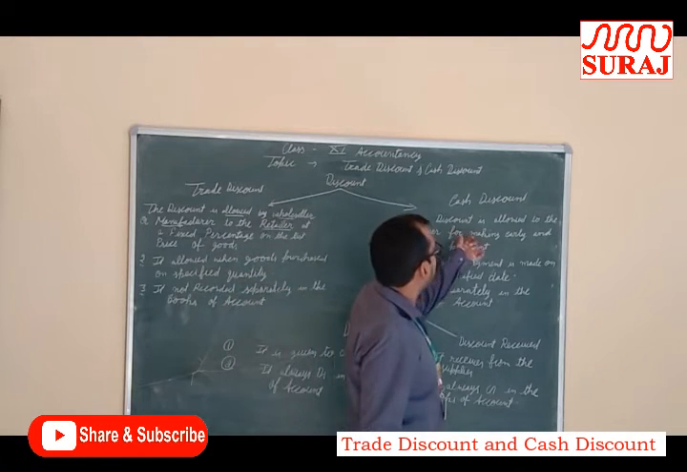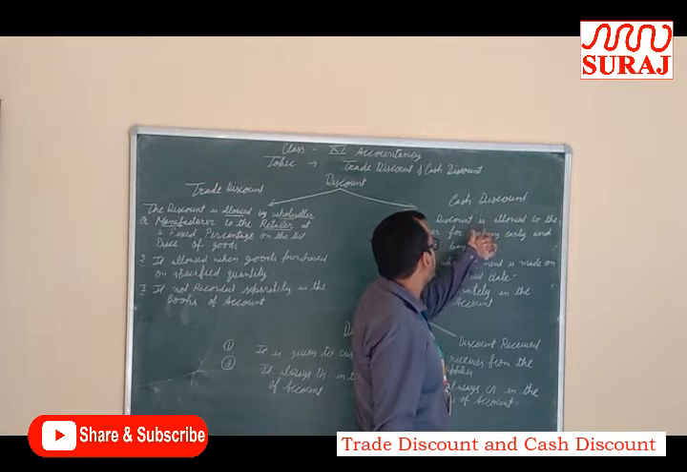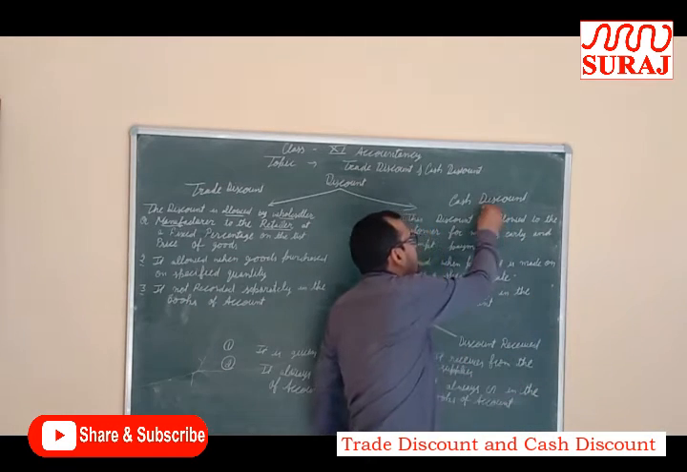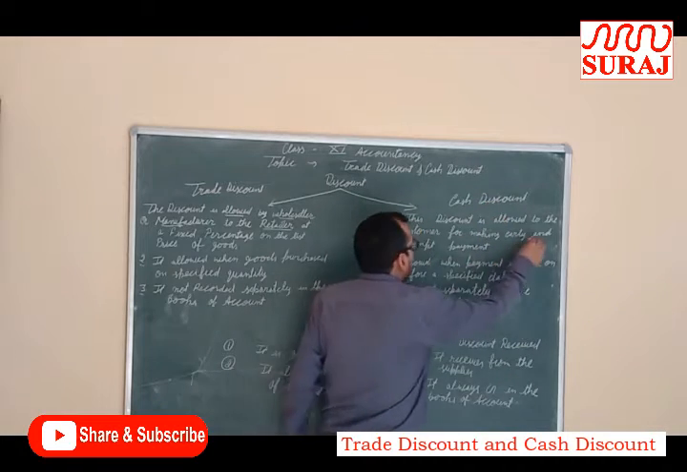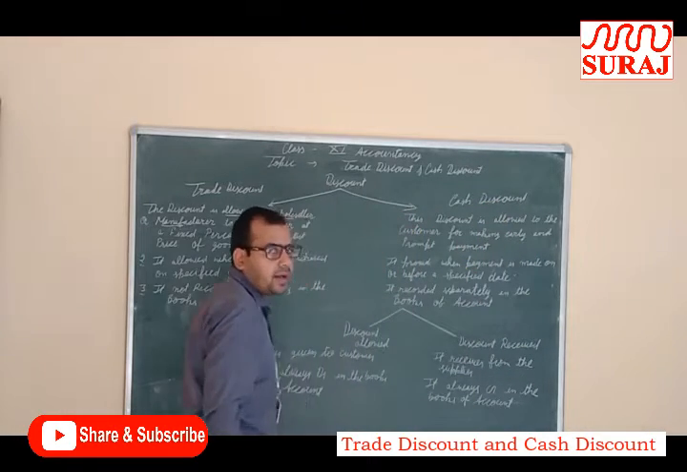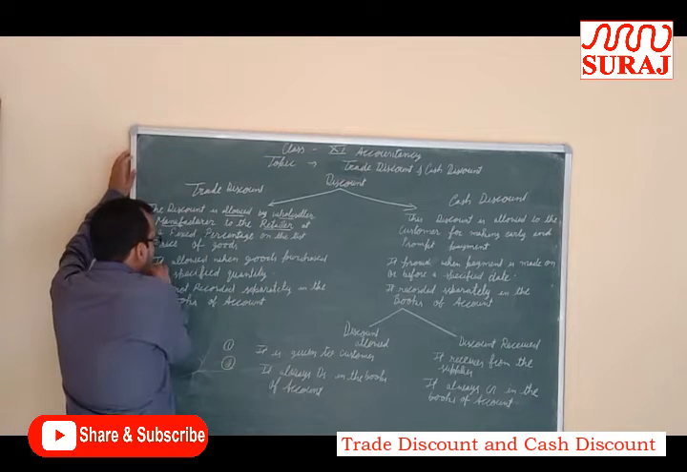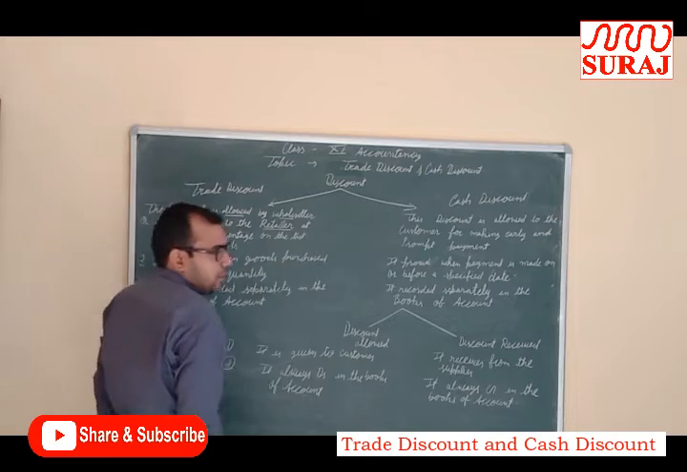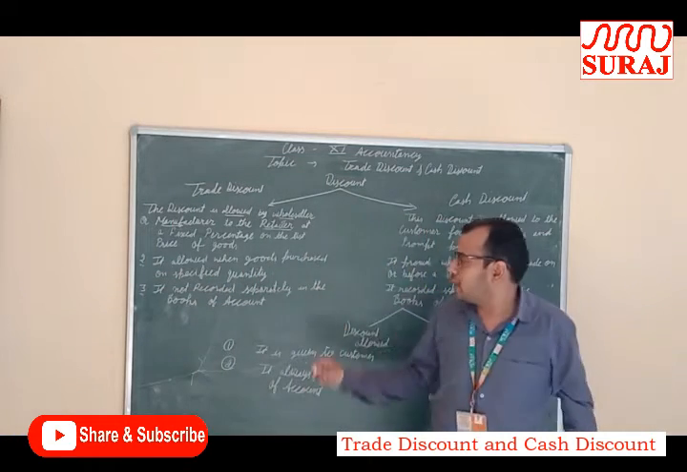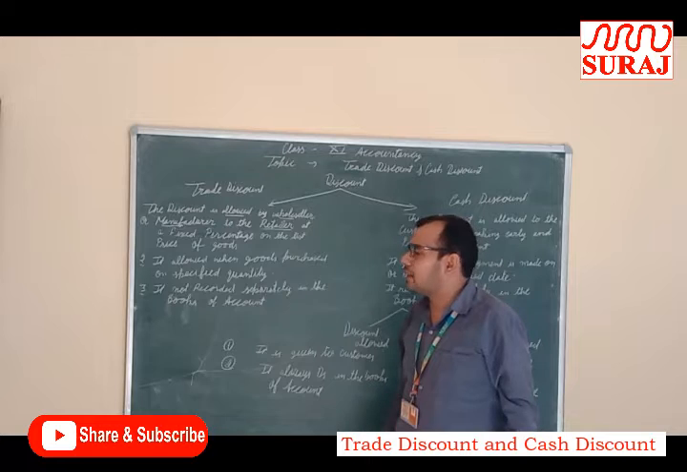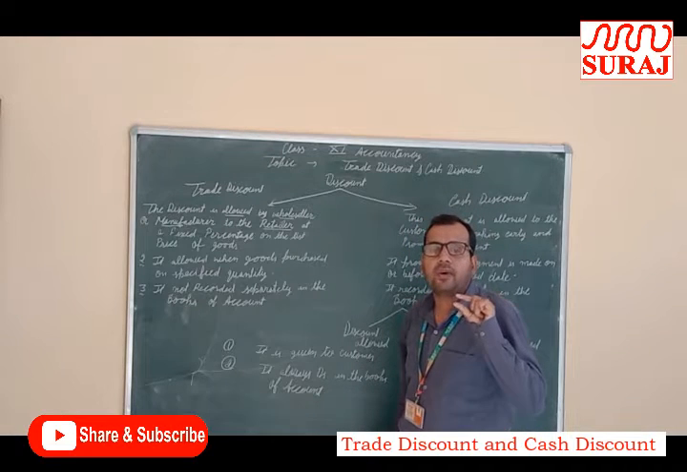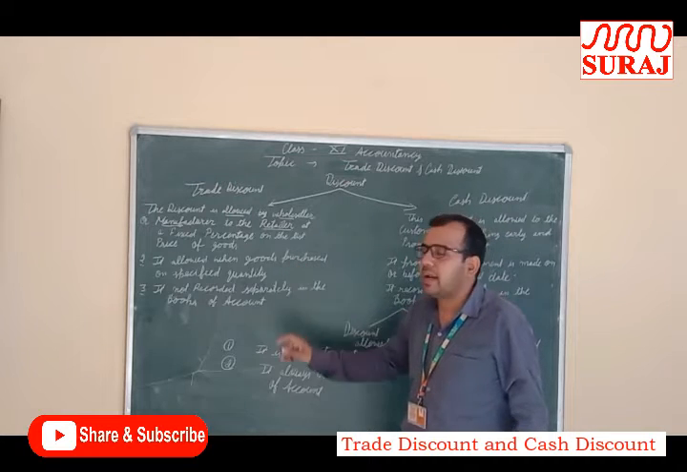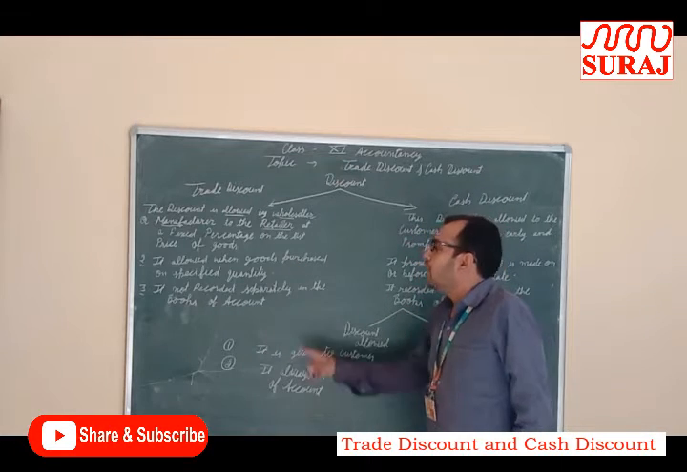If a seller allows a discount to the customer for making early and prompt payment, that is cash discount. Trade discount is allowed when goods are purchased in the specified quantity. That quantity is specified by the seller. If the buyer purchases that quantity, the discount will be allowed by the seller.